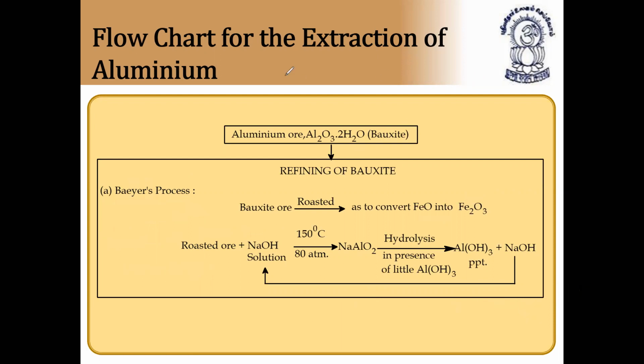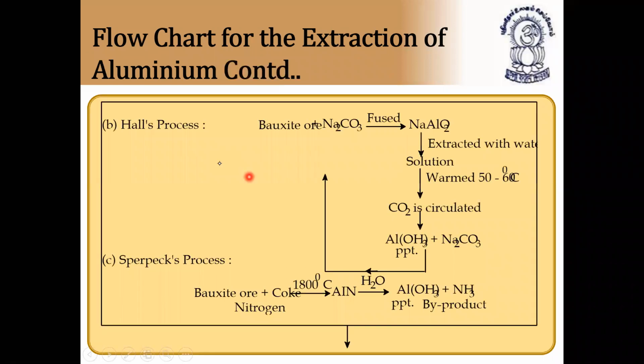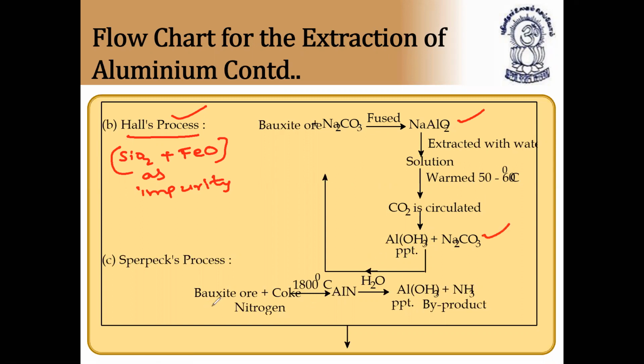Next, suppose bauxite contains silicon dioxide as well as iron oxide as impurity. Then we use Hall's process. Here the bauxite ore on fusing with sodium carbonate forms sodium metaluminate. This sodium metaluminate is treated with carbon dioxide to give aluminum hydroxide and sodium carbonate. And in the other case, bauxite ore plus coke plus nitrogen will form aluminum nitride, if bauxite contains only silicon dioxide as impurity.